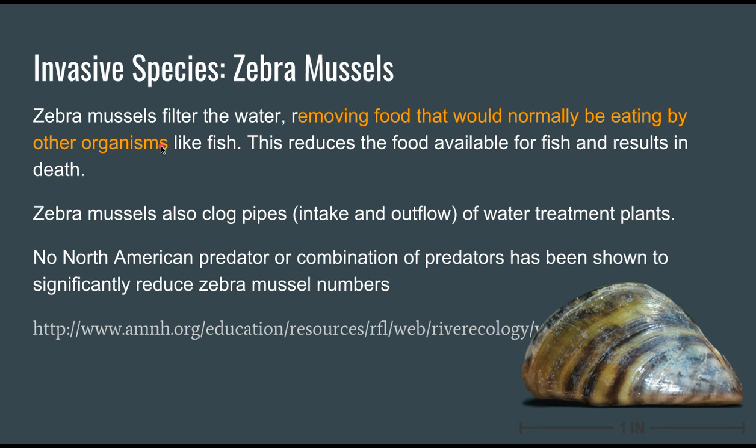That's algae. They just filter all this algae through and take it away from the other species. But they also clog pipes for water treatment plants, and nobody eats them. That's a big problem. They don't have any predators, so they grow out of control. Balance is very important in an ecosystem. You have to have a balance of predators, prey, consumers, and producers in order to make things stable.